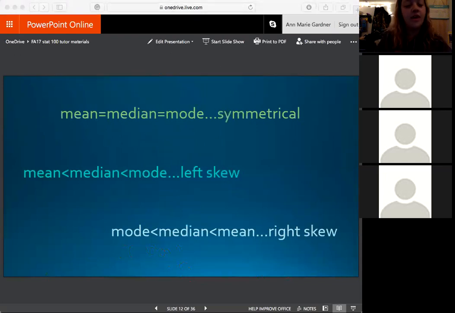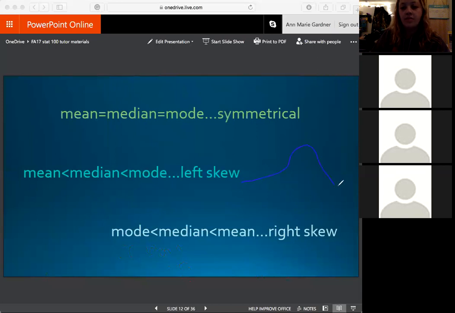So when we're talking about quantitative data, we do often describe it in terms of the shape. If our mean equals our median, and that also equals our mode, we are going to be discussing that in terms of being symmetrical, because that means all of our main measures are going to be equal to each other. So that's where we get symmetrical.